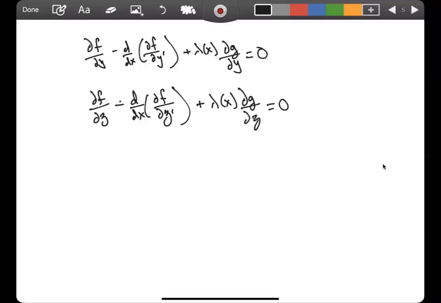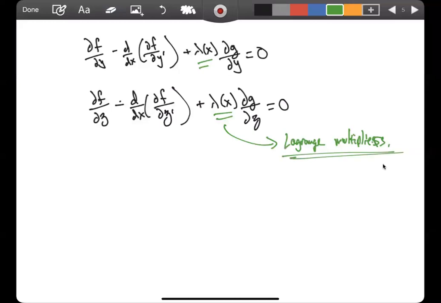But now they depend on this extra term, which is our Lagrange multipliers, which hopefully you remember from Calc 3. If not, that's okay. So basically now I just have a modified expression that I have to solve.